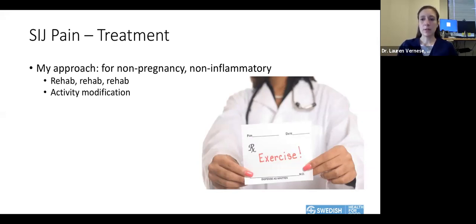I also talk about different sleep positions, such as sleeping on your side. Don't sleep on the affected side. Put a pillow between your legs.